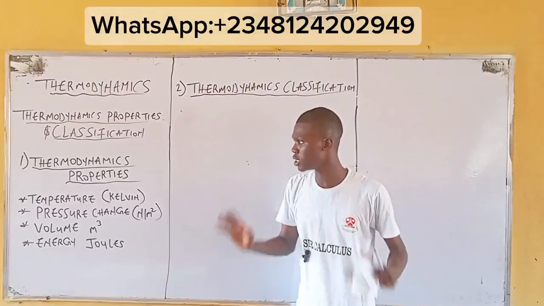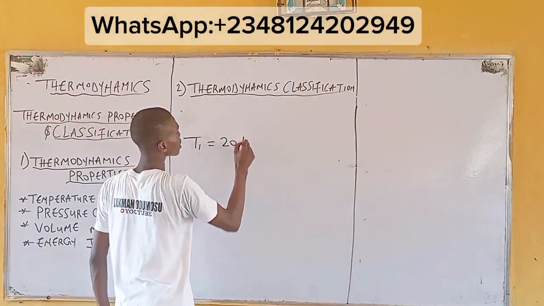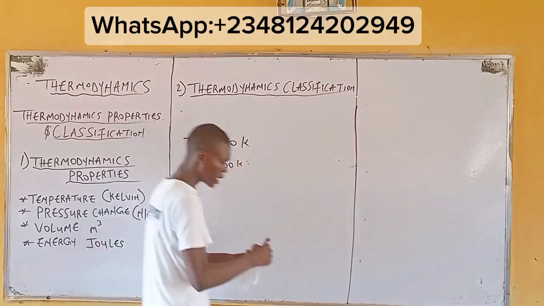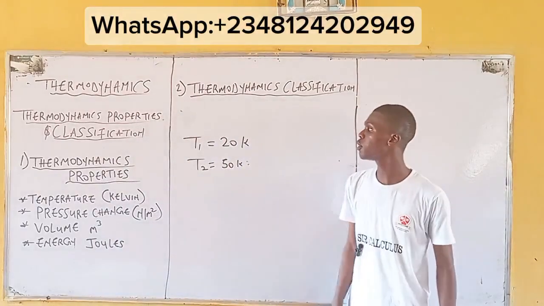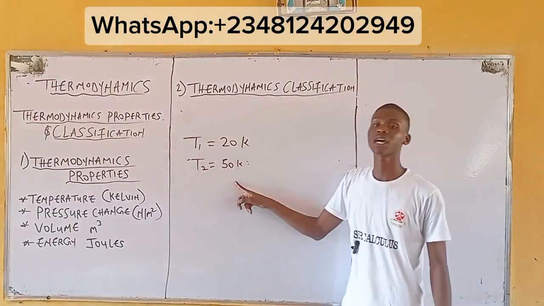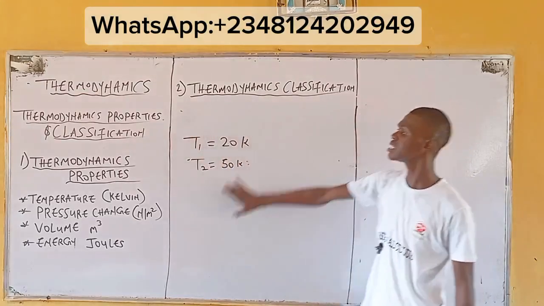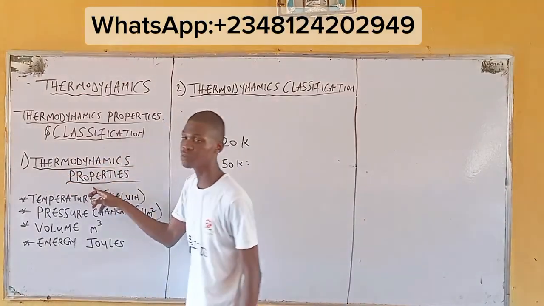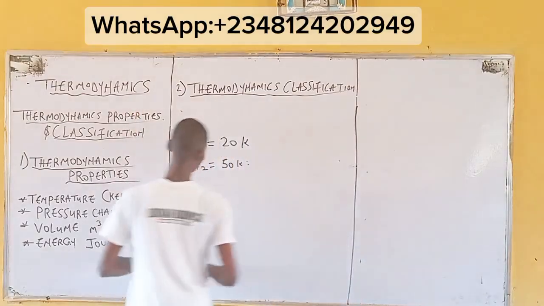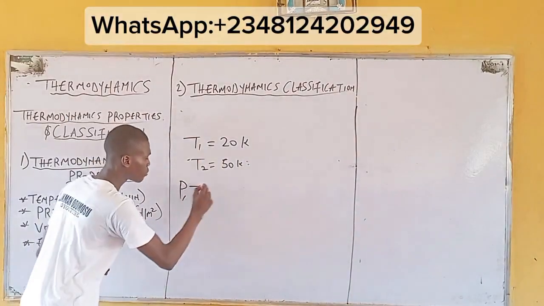Let's say your temperature initially was T1, meaning in the morning I got T1 to be 20 Kelvin. T2, I got to be 50 Kelvin. So at state 1, in the morning, you have 20 Kelvin. In the evening at state 2, you have a temperature of 50 Kelvin. The way we use temperature to explain the concept behind thermodynamic properties is how it works for every property.